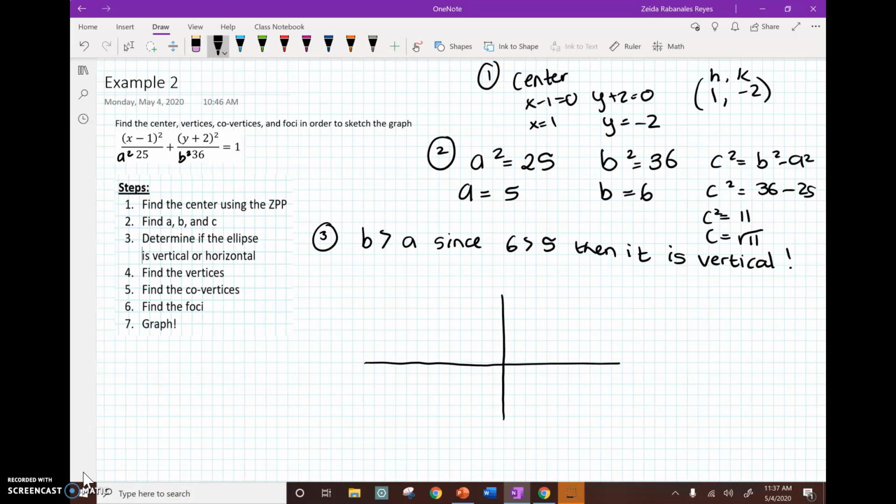I know that my center is at 1 comma negative 2. So because the ellipse is going to be vertical, I know that it's going to be going up and that the major axis is going to be up and down. So then that tells me that this is the major axis. And that tells you that you need to go 6 up and 6 down. So then I go 1, 2, 3, 4, 5, 6.